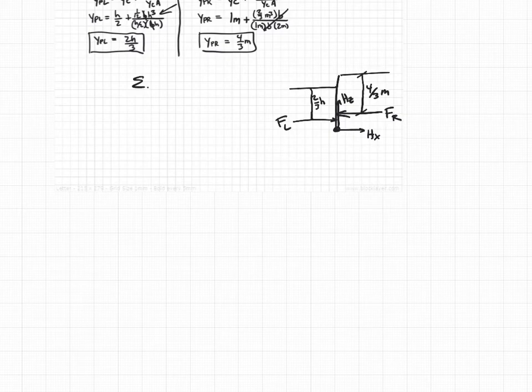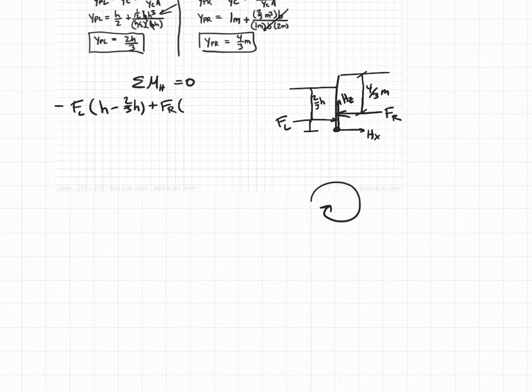So the sum of the moments around h equals 0. So we've got FL times, so we need to know this distance to get the moment arm. So that's going to be h minus 2/3 of h, so 1/3 of h. And that's going to cause a, what's this direction? It's like a clock, so we'll go minus. Then we're going to add FR, and it's going in the opposite direction. And it's going to be 2 meters minus 4/3 of a meter equals 0, because this is its moment arm right here.